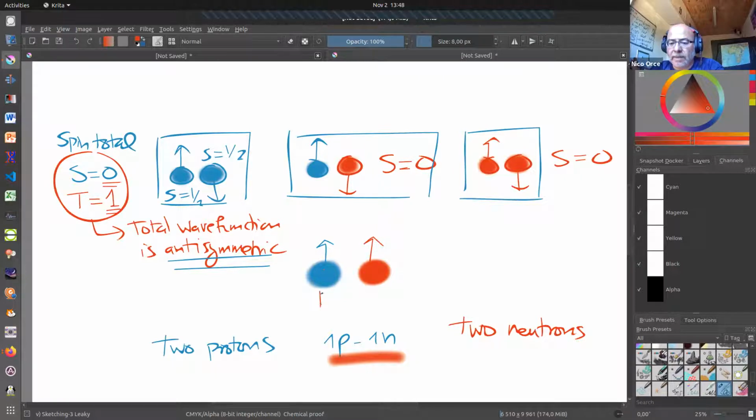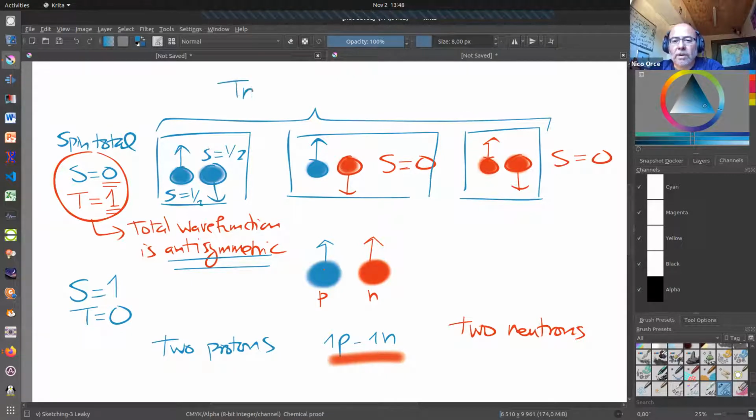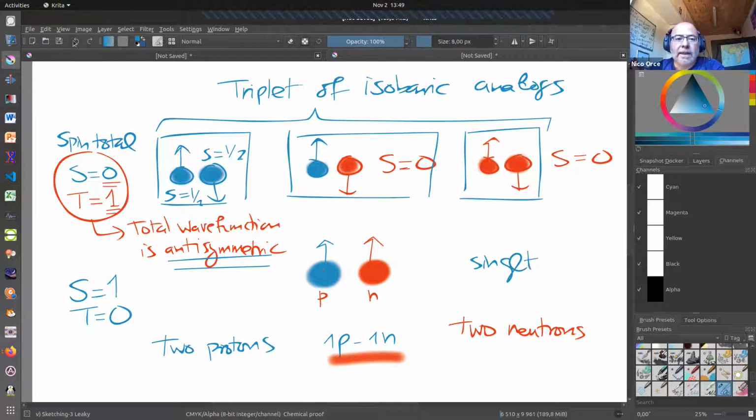One is a proton, right? And the other one is a neutron. So these two quantum numbers can be the same because they're not the same particle. So for this particular case, we have the situation where the spins add up to one, which implies that T must be equal to zero, right? So these ones here are called the triplet of isobaric analogs. And this one is simply called a singlet, right? Because there's only one way.